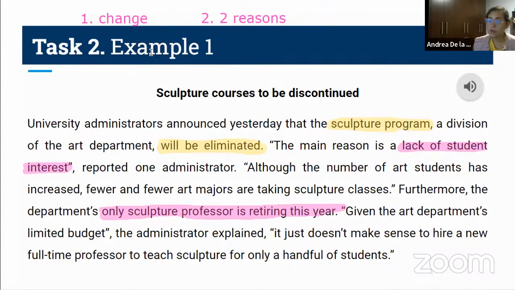And while you're reading, you have to take a few notes. Now, my suggestion is please only take notes about the change. Don't write anything down about the reasons, okay? The reasons are just for your understanding, for context, but they're not as important as the change. So if you're going to take notes, then you can write down sculpture program eliminated, right? That's the change. So is this okay? Remember, you have 45 seconds to do this. So obviously we've had a lot of time now, but when you're reading, you will have to read very quickly and understand the change, the two reasons, and take a few notes about the change. Is that okay? Do you guys have any questions about this so far?